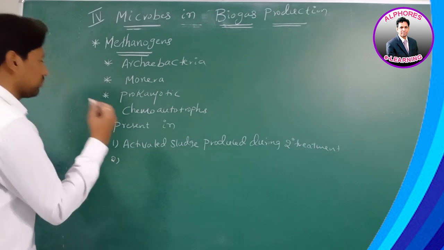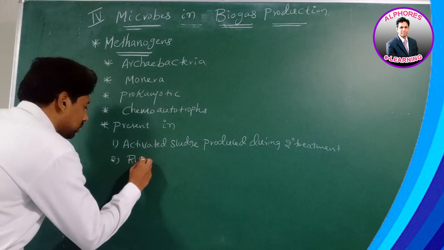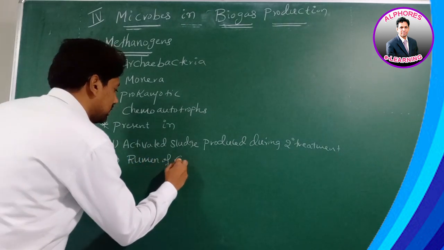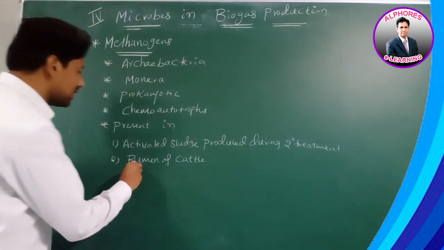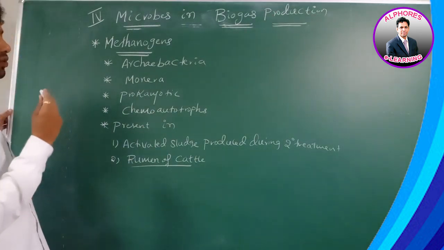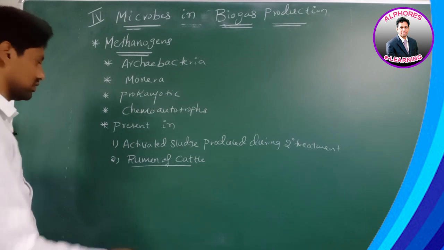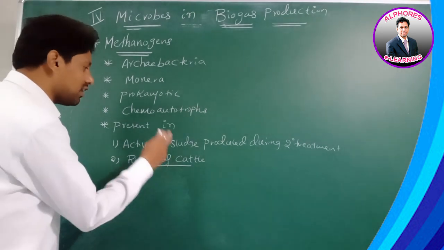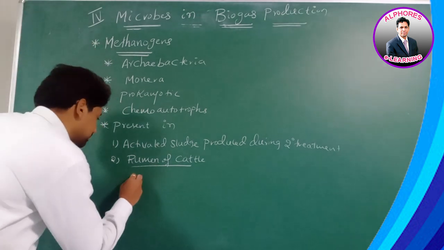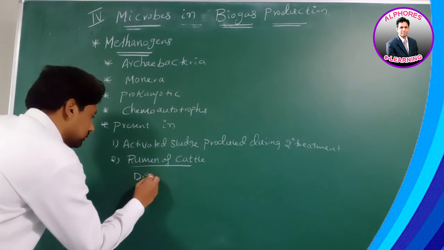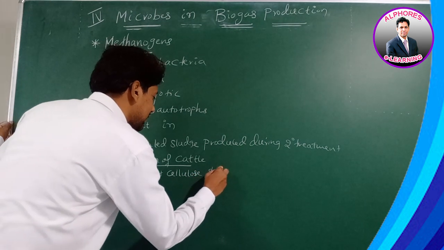Number 2, sir, these methanogens are present even in the rumen of cattle. Rumen of what, sir? Cattle. Sir, in the rumen of cattle, what are these methanogens going to do? They digest the cellulose. They are digesting the cellulose.